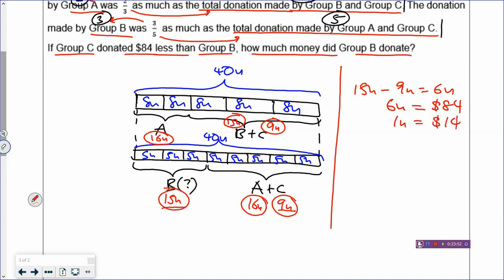So can you find how much money group B donated? Group B donated 15 units, which is 14 times 15. Alright, 14 times 15, that will be $210. So group B has donated $210. And that's how you solve the problem, just by focusing on the model.